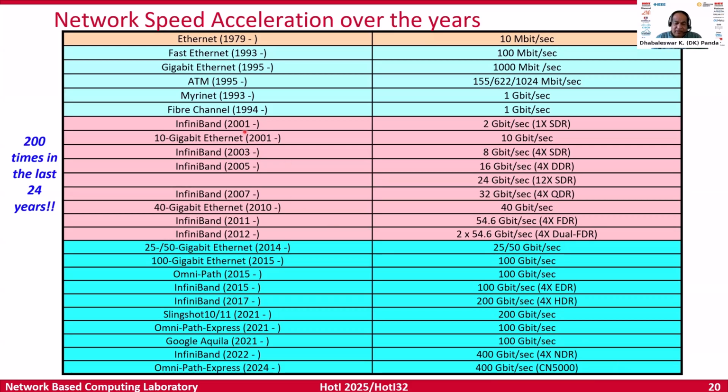Now you will see, starting from 2001 to 2024, this bandwidth has improved by almost 200 times. And we keep on seeing over the years how these networks are able to give higher and higher bandwidth. Any questions on this slide? There's a lot of information, but it really brings the history together.